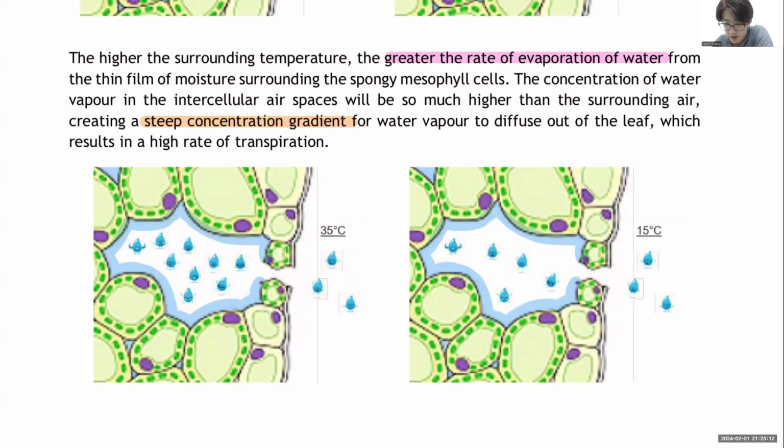Again, concentration gradient. Whereas here, 5 versus 3. Okay, we'll go up a bit. This one is 8 versus 3. Obviously, the 8 will exit faster, right? That's exactly what we're looking at.